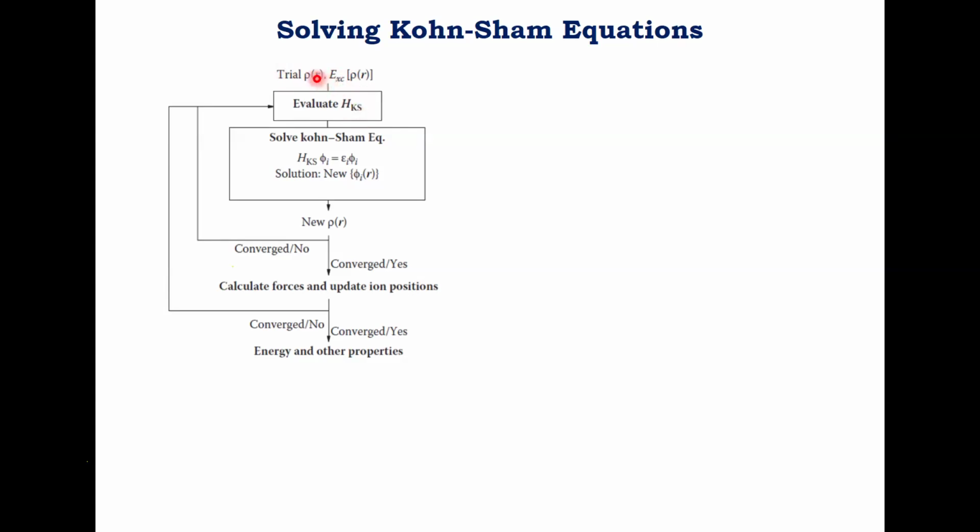Once you define the trial density and exchange correlation part, you put the different energy functionals in the Kohn-Sham Hamiltonian, and you evaluate it. You then solve the Kohn-Sham equation, like H psi equal E psi, a simple Schrodinger-like equation. When you solve H psi equal E psi, what is the solution? The solution is psi, so here we will have phi's. These are new phi's, new orbital states. You have started with some trial orbital states.